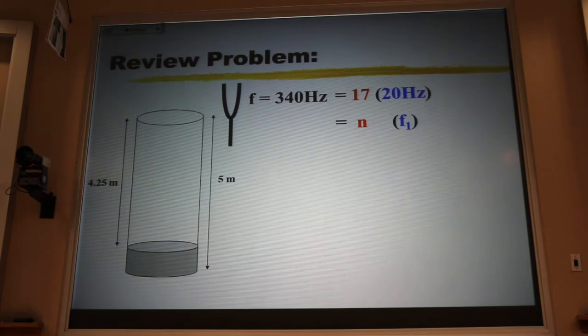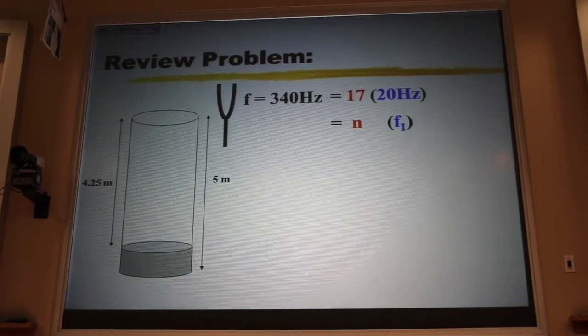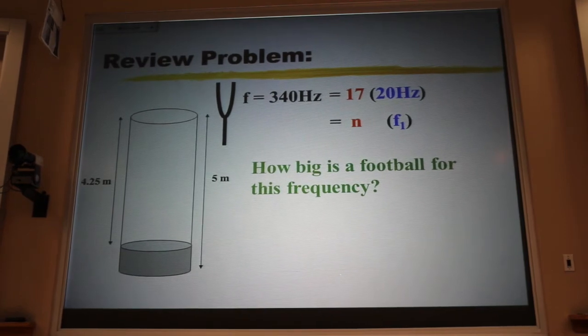Now there's another one. I think that's the best way to get it. There's another way to do it. And that is to find out how big your footballs are. If I use that wave equation again, v equals f lambda, I'm doing it for the 17th harmonic. This is 340 meters per second. This is 340 hertz.